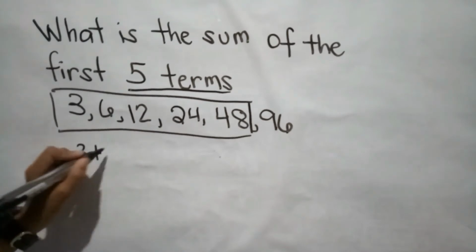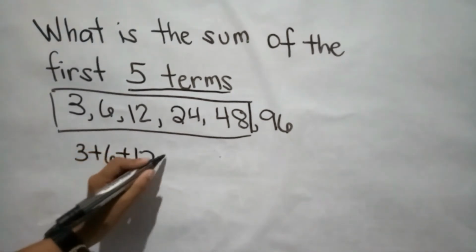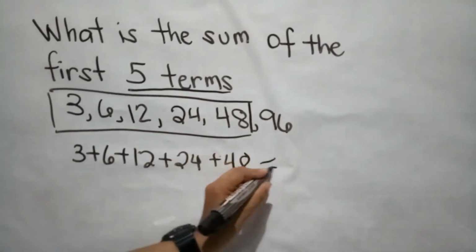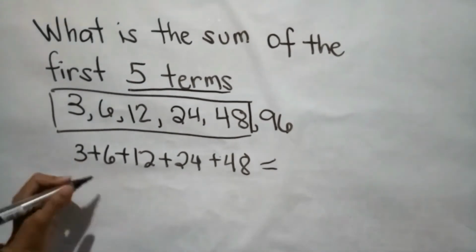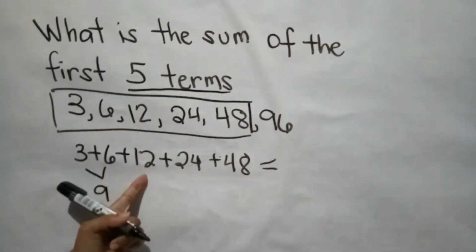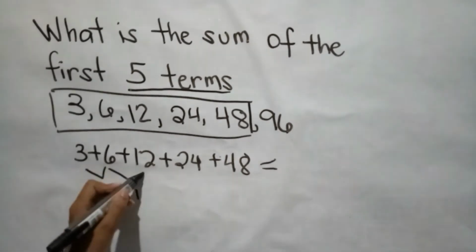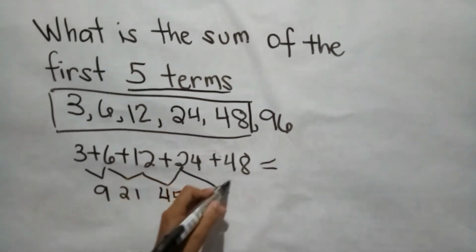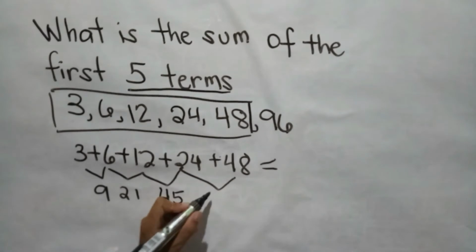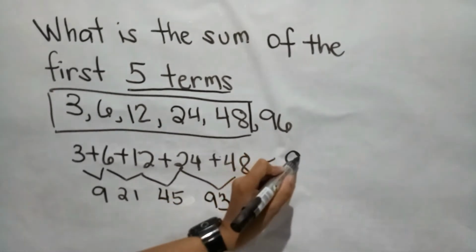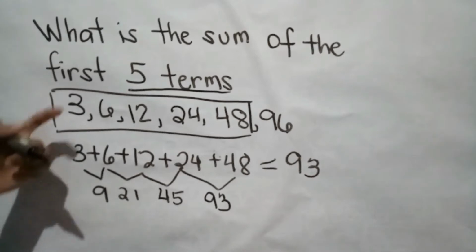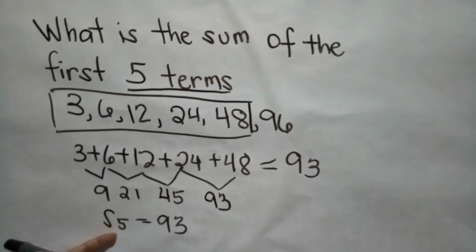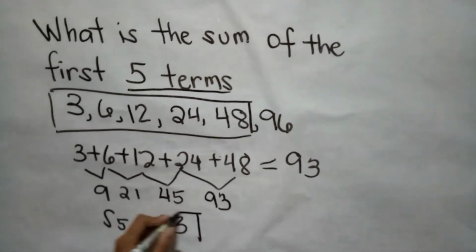So 3 plus 6 plus 12 plus 24 plus 48 is equal to 3 plus 6, 9. 9 plus 12, 21. 21 plus 24, okay, 45. And then 45 plus 48, that is 93. So we have 93. Therefore, s sub 5 is equal to 93. The sum of the first 5 terms is equal to 93.